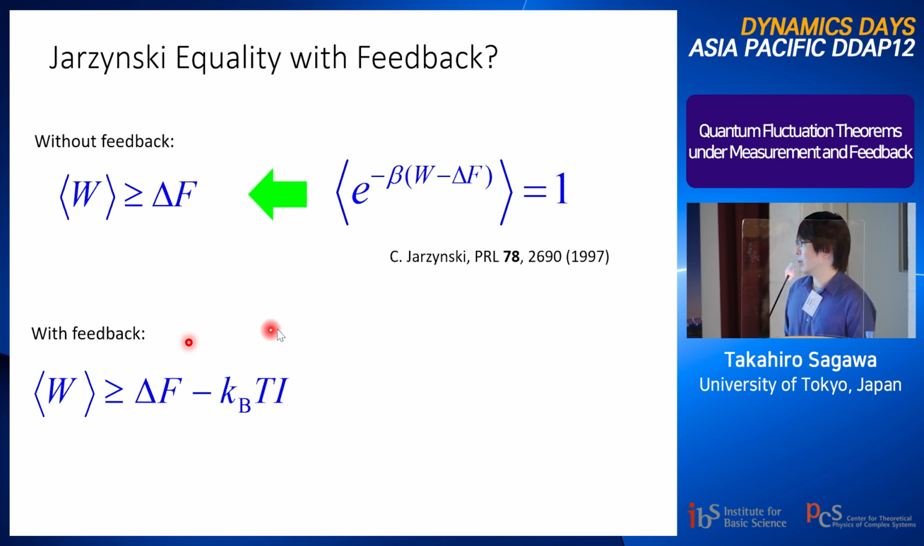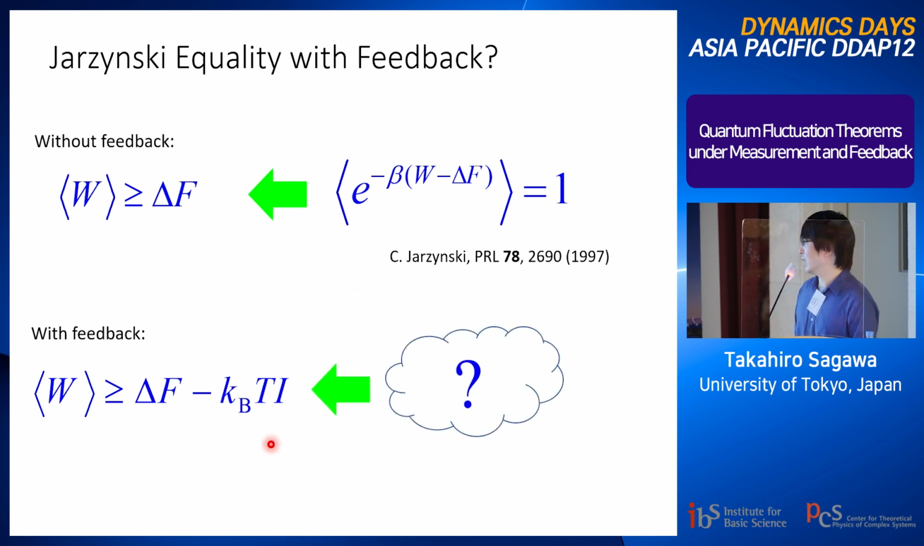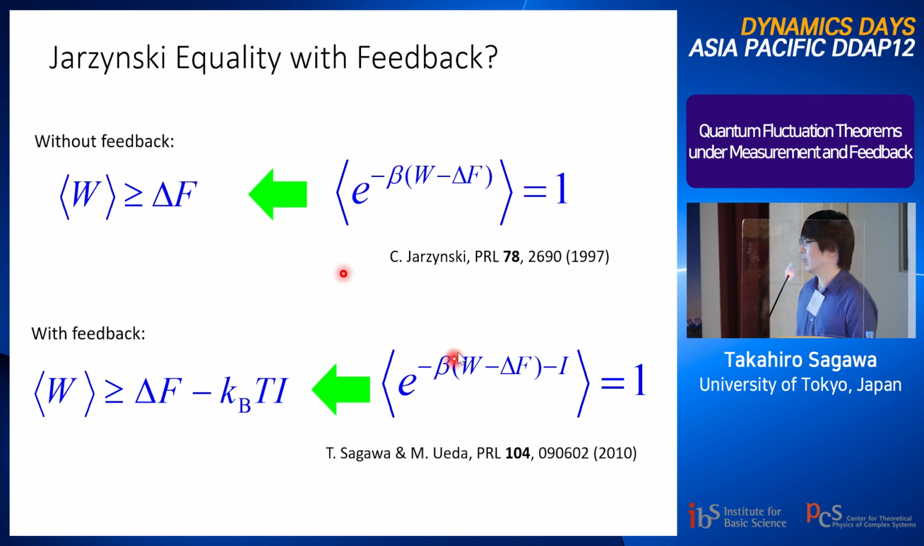So the question is: is there any generalization of the Jarzynski equality to feedback processes? Our answer is that if we put the stochastic mutual information term inside the ensemble average, then we can recover the Jarzynski equality in the same form as in the conventional case.